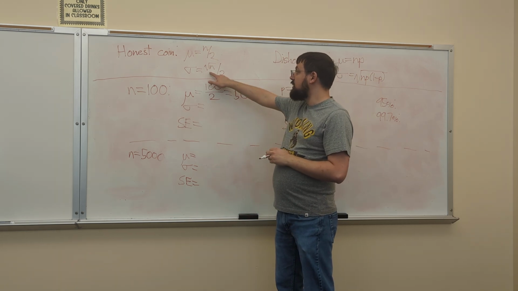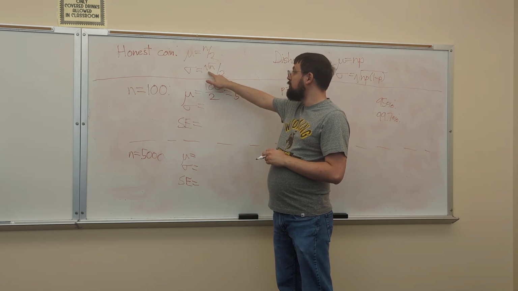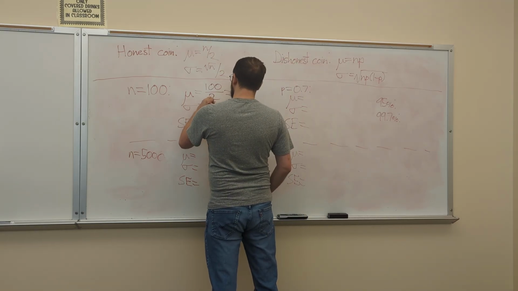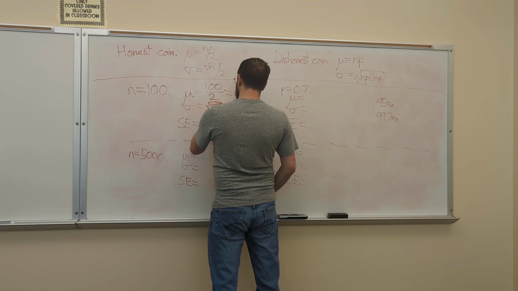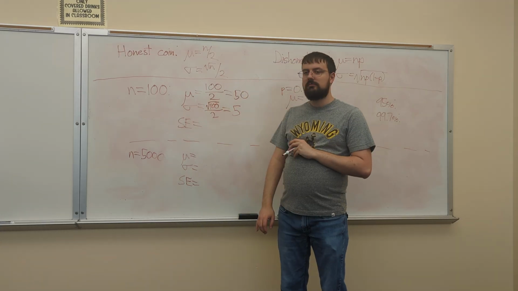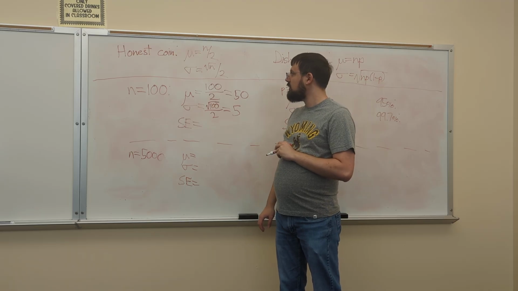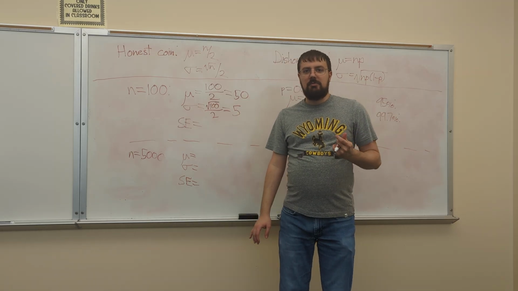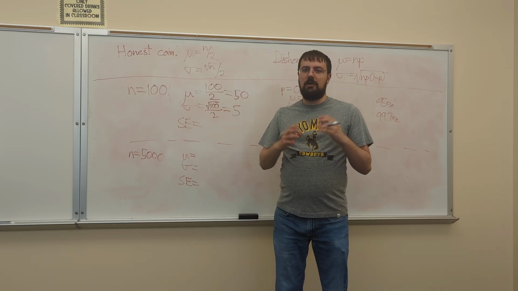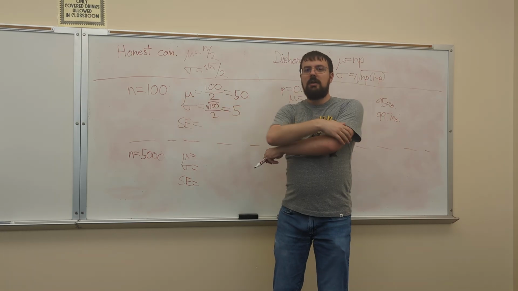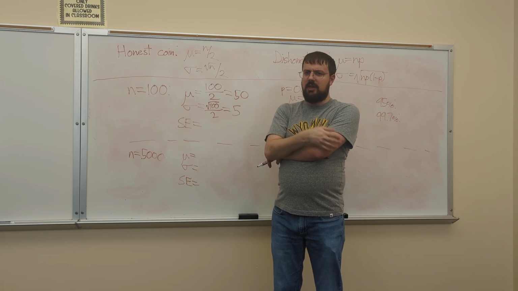Our standard deviation is going to be the square root of n over 2. So this would be the square root of 100 divided by 2, which gives us 5. So the honest coin and dishonest coin principles tend to work best when we have larger numbers of coin tosses involved. So usually 30 or more is a good guideline.